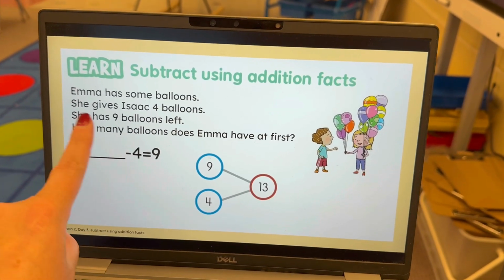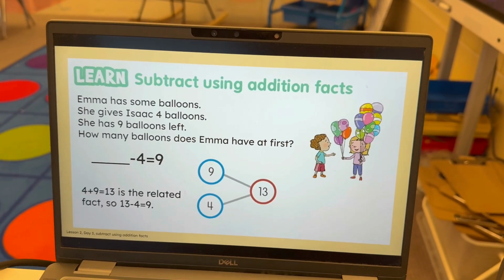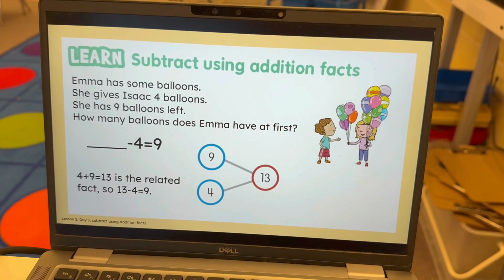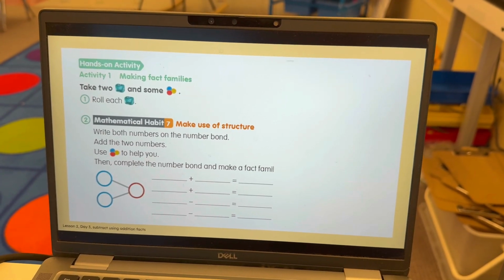Same here, if we have the missing whole, right? If we're starting here, we have the missing whole. Here's a word problem. How can we figure out what we started with? We know that 4 plus 9 is a related fact, so 13 minus 4 must equal 9.